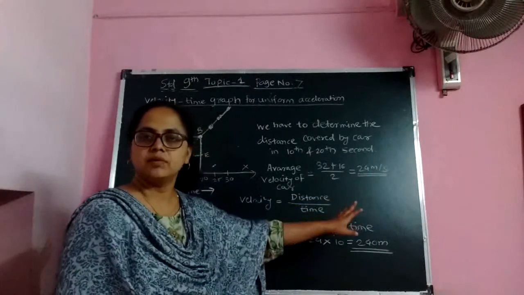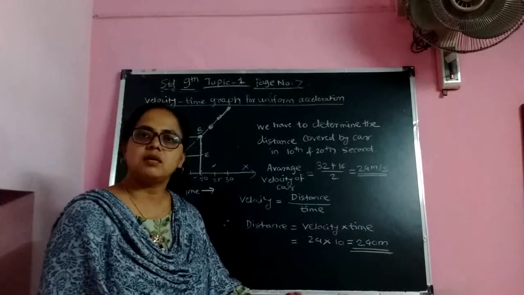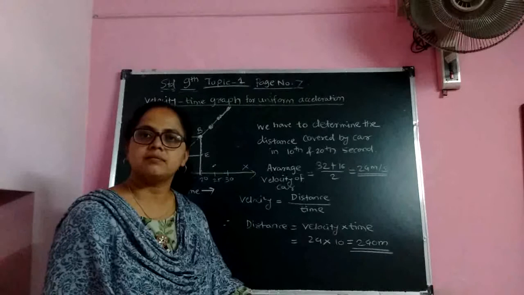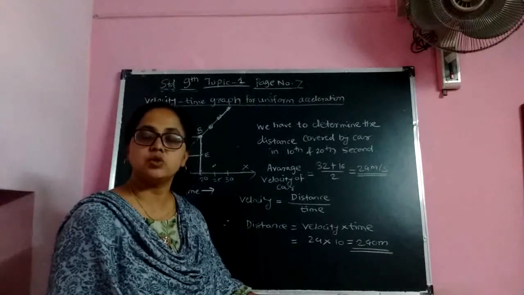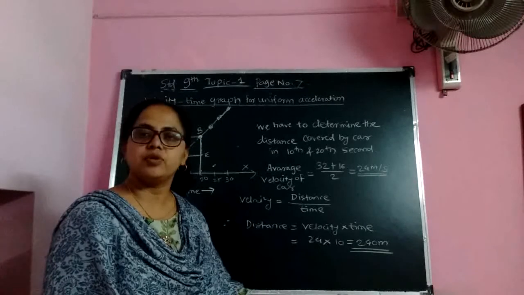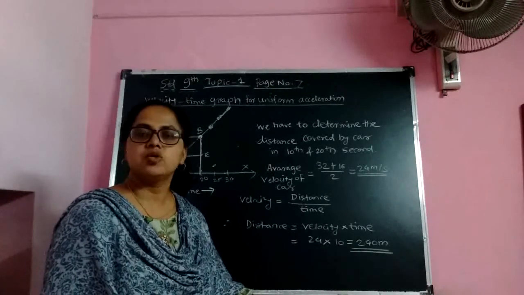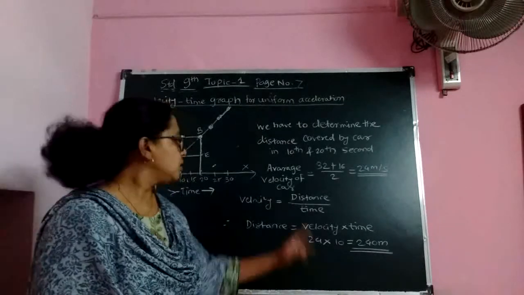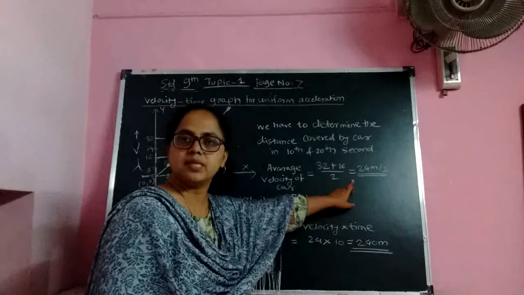Always remember, units are important in physics. For velocity, the unit is meter per second. For force, the unit is Newton. There are two different types of unit, SI unit and CGS unit. For distance, the unit is meter. You have to write the average velocity of the car as 24 meter per second.